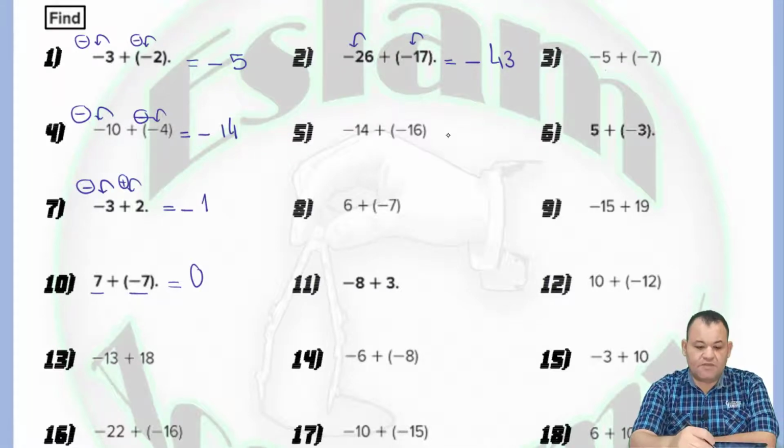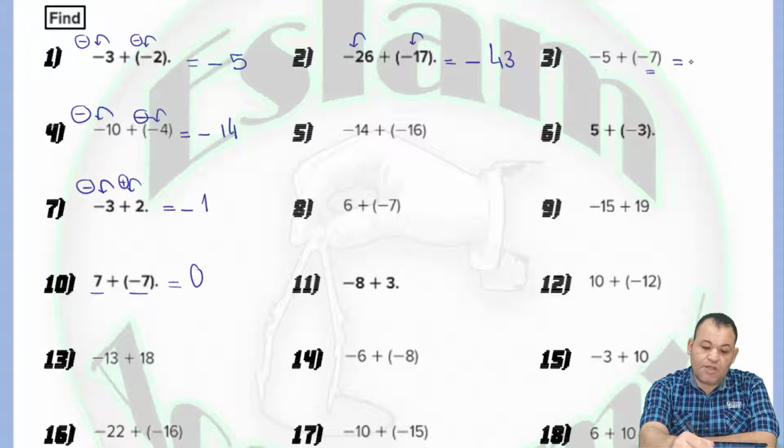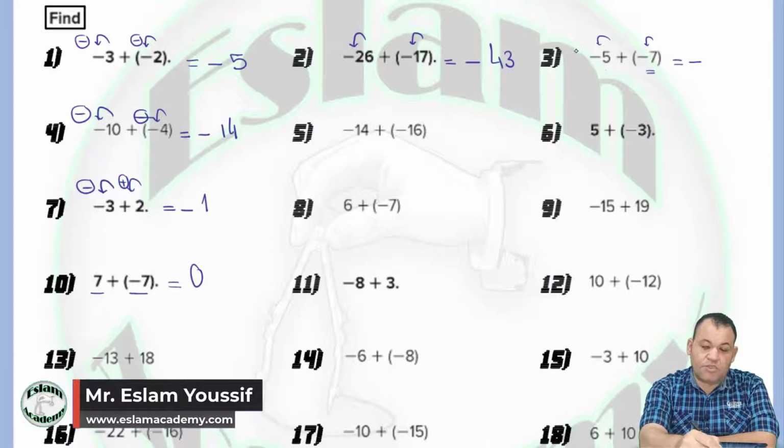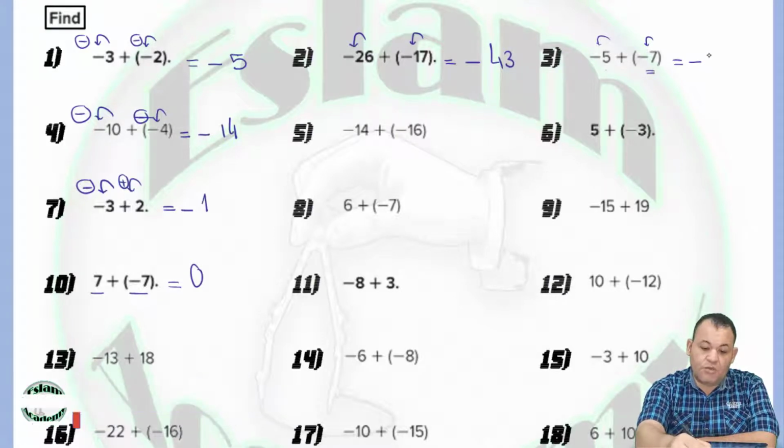Negative 5 plus negative 7. The greatest number now is 7, and 7 is negative, so you will write the sign of 7. Now the first number is negative, and the second also is negative. The two numbers have the same sign, so I will add them. 5 and 7 equals 12.